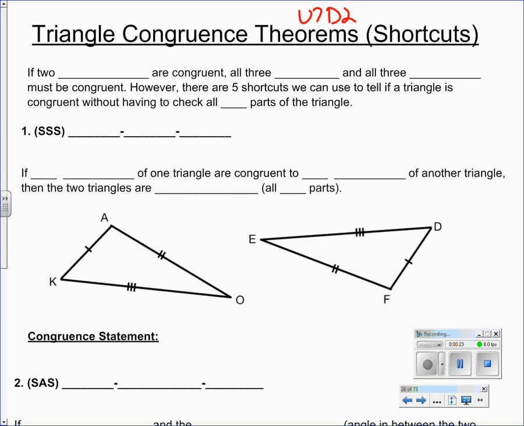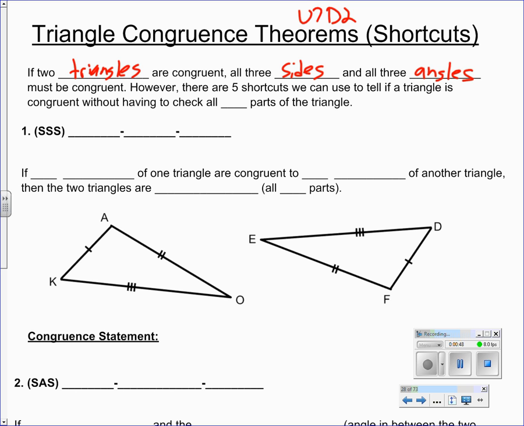So first thing, if we have two triangles that are congruent, that means all three sides and all three angles, all the parts of the triangle, are congruent. Yesterday we were looking to see if triangles were congruent. We checked all six parts. We checked all three sides. We checked all three angles.